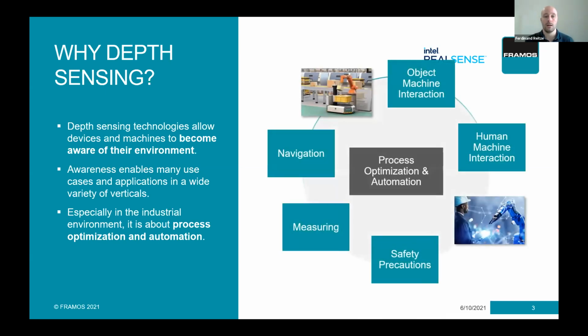Often, we talk about automation. Those require that the machines and devices that need to be automated, or processes that want to be automated, become aware of their environment, either to detect and interact with other objects or humans in the environment, avoid collisions, ensure safety, measure objects, dimension objects for quality assurance or volume estimation, weight estimations, and things like that. Or finally, if you put everything together, to navigate within a certain environment. And the goal is, as you can see in the center, often process optimization, or to automate existing processes or completely new ones.